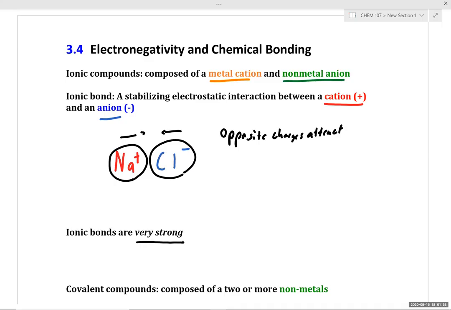And we see this by the fact that the melting points are very high for a lot of ionic compounds. The melting point of ionic compounds, essentially the energy required to start to separate and dissociate this ionic bond, is very high.